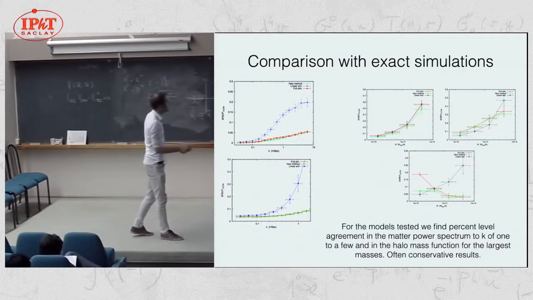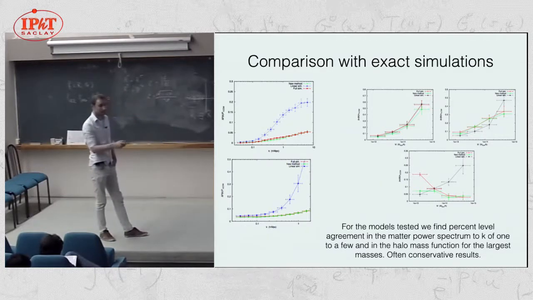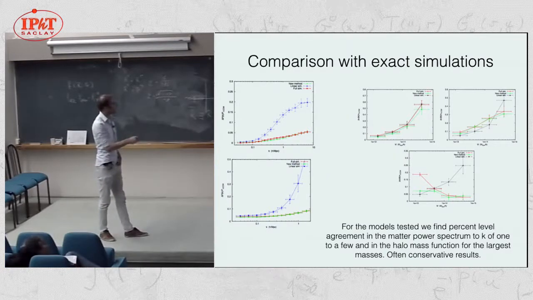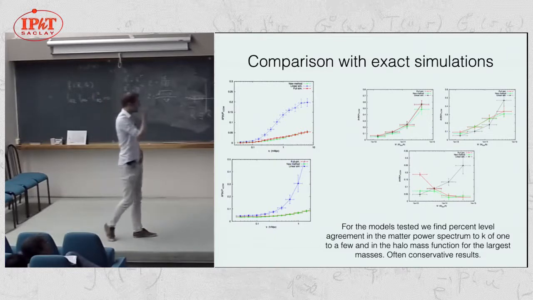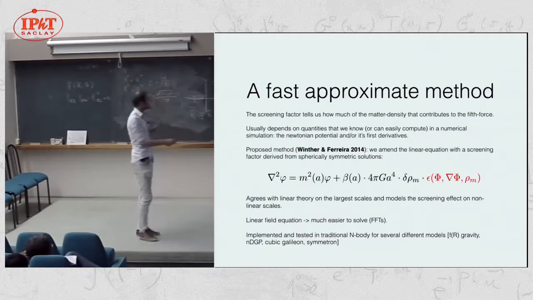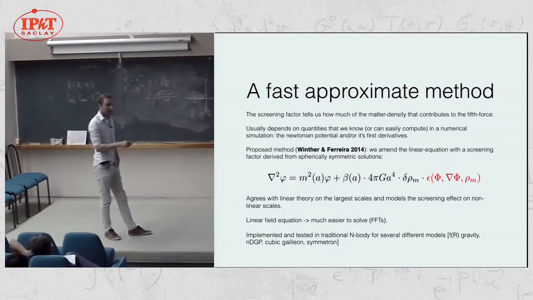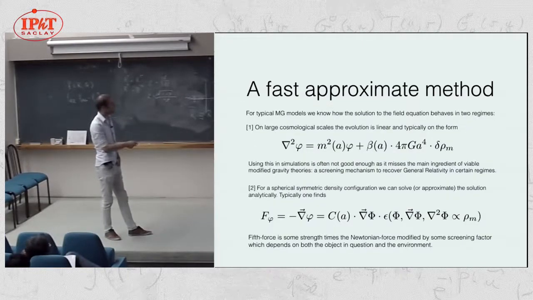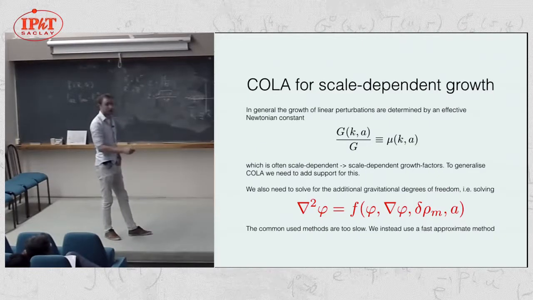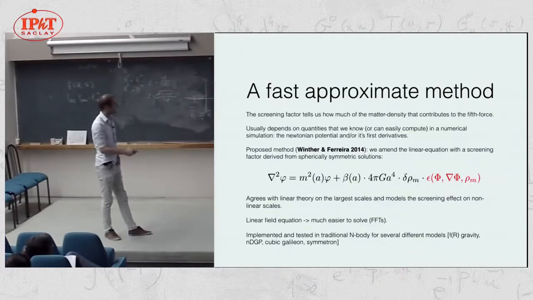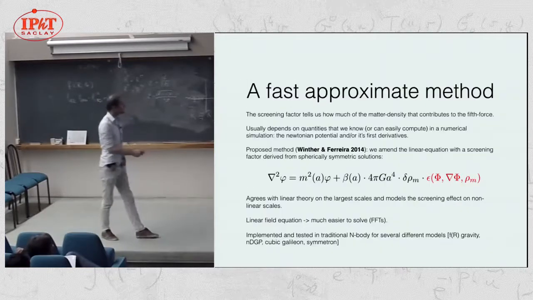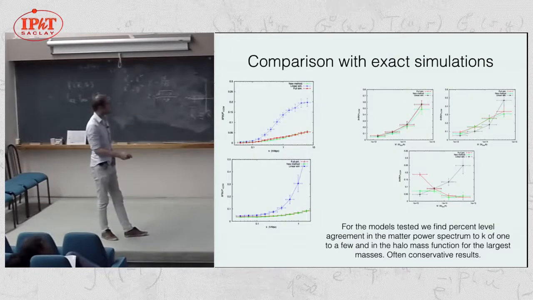And also another advantage is that it often gives conservative results. So using a completely linear equation, it always overpredicts the amount of clustering. Here it often slightly underpredicts it. So this shows that this method works pretty well at approximating the solutions to this, in general, very complicated field equation. So this is the first ingredient we need.